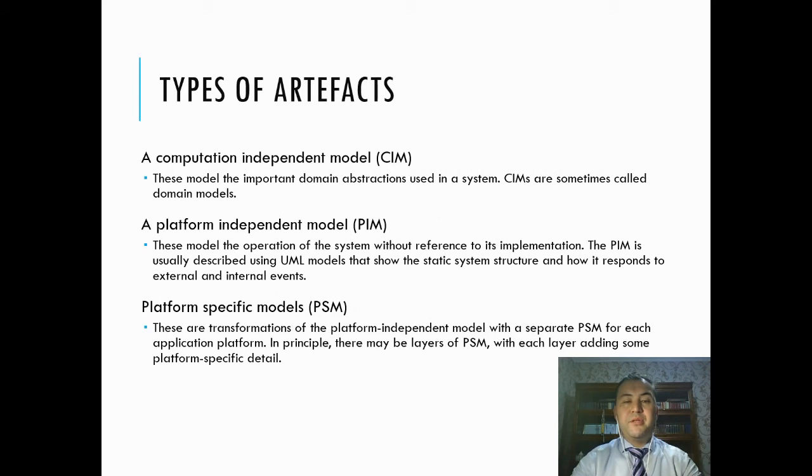The MDA method recommends that 3 types of abstract system model should be produced. First, a computation-independent model, or CIM. CIMs model the important domain abstractions used in a system and so are sometimes called domain models. You may develop several different CIMs, reflecting different views of the system. For example, there may be a security CIM in which you identify important security abstractions, such as an asset and a role, and the patient record CIM in which you describe abstractions such as patients and consultations.